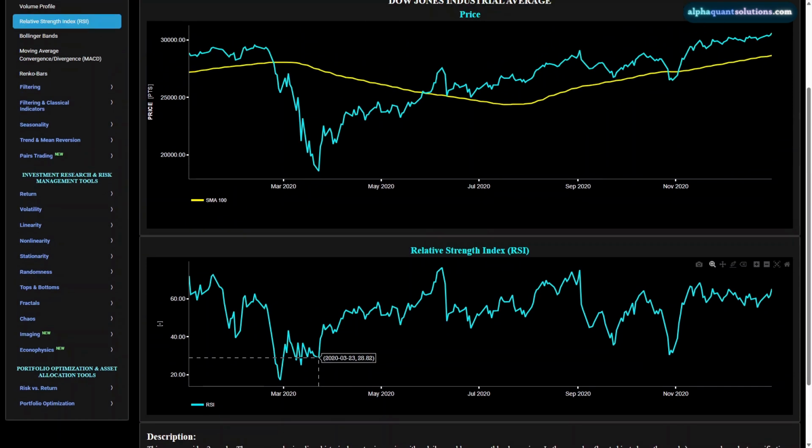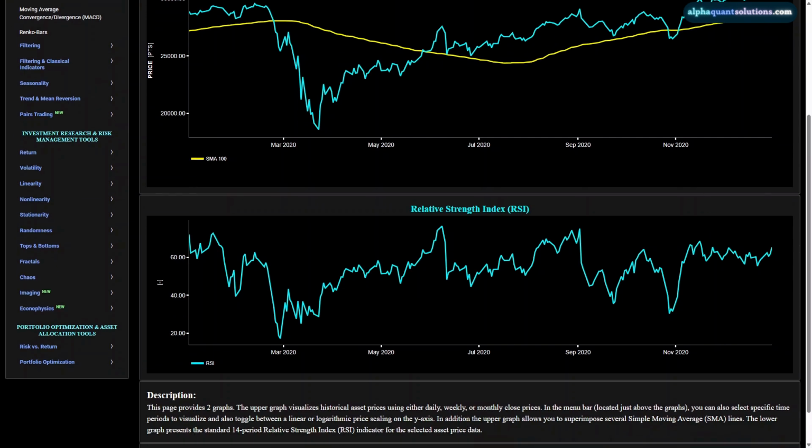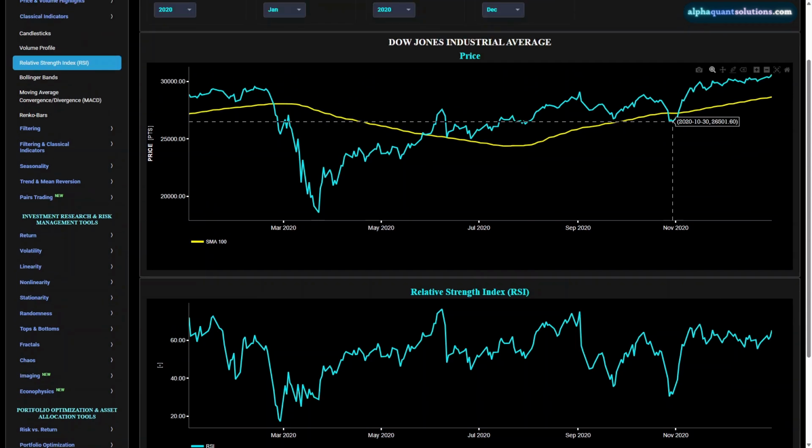of RSI. However, we see later on an overbought condition of the RSI on the 8th of June of that year, and it corresponds to this peak here in the index on the 8th of June. We see another oversold condition on the 28th of October of that year, which is this value here.